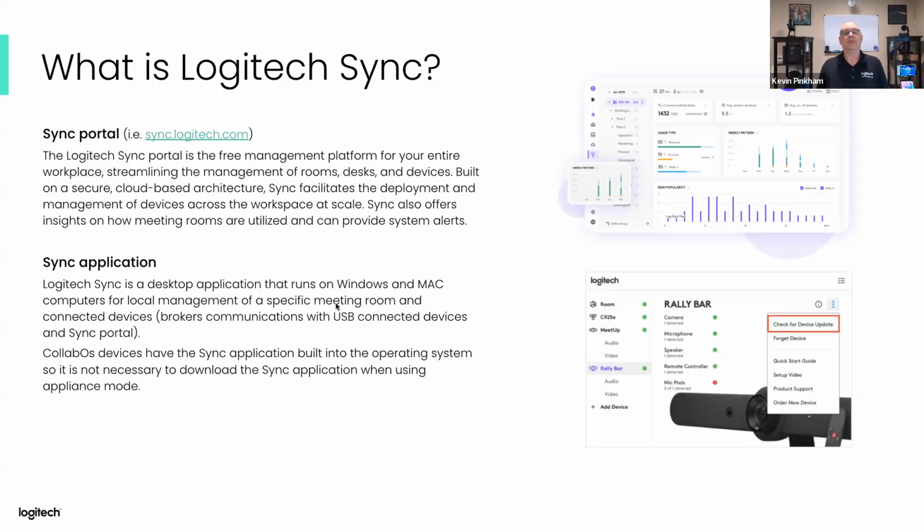Then we have the Sync app. This is a computer app that runs on a Windows or Mac computer. Typically in those environments, if we look at the Rally Bar in the picture here, it's not going to be connected to the network. The compute is connected to the network. So the Sync app is kind of the middleman that brokers the communications from the device over that USB cable going into the Windows compute up to the Sync cloud. Now, if you deploy that Rally Bar in standalone mode without a compute, you don't need to download anything. We bake the Sync app right into the Collab OS operating system.